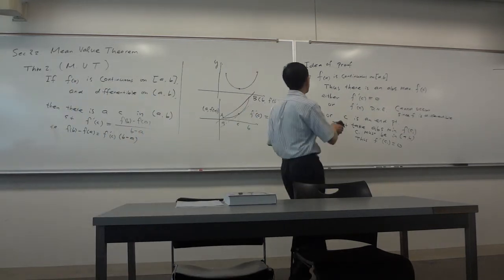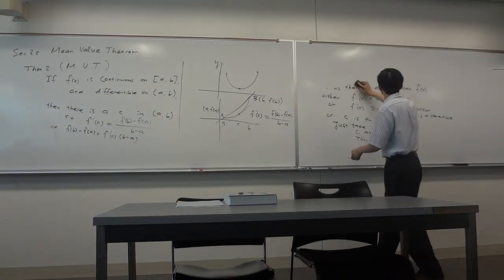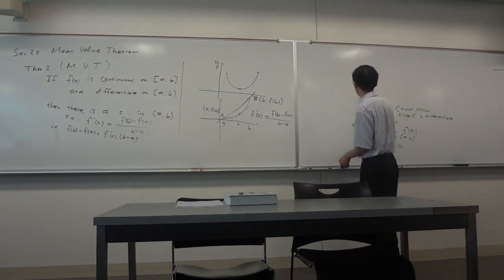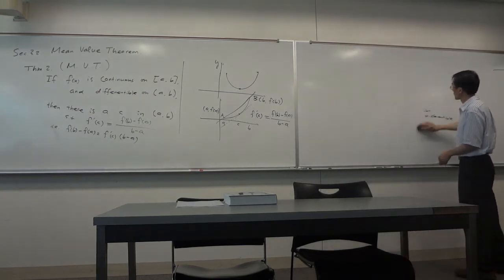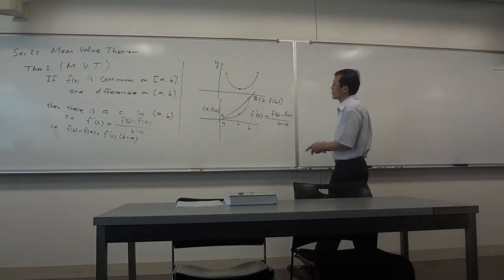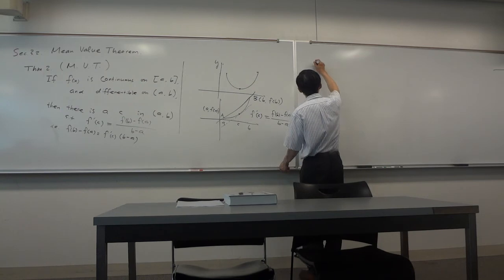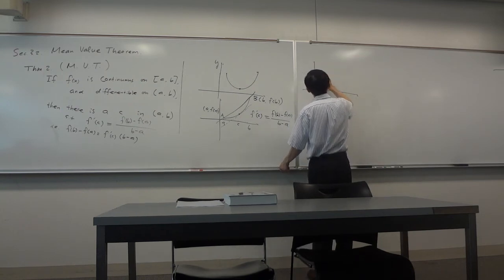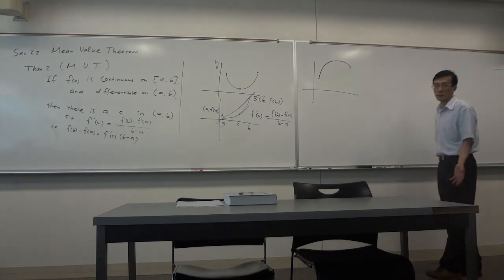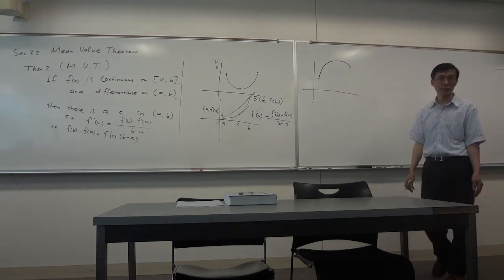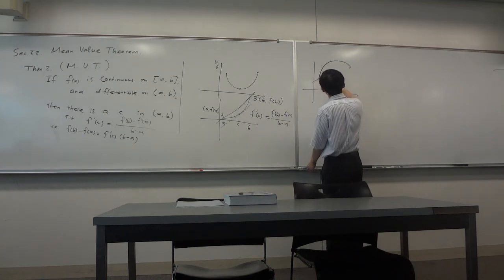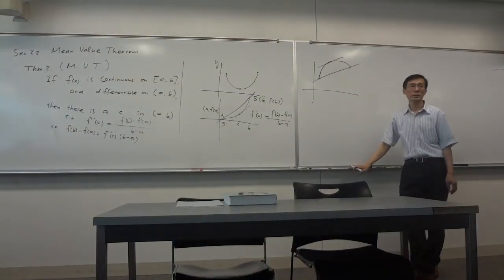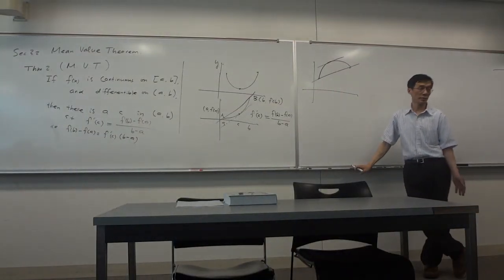Let's draw a few pictures and see if we can be convinced that this has to be true. So for this picture, it looks like c is here. You can draw a few more pictures. Okay, f(a), f(b). You can draw a picture that way rather than below. The conclusion is still true, right? This is your secant line, this is the tangent line, so this is your c here.